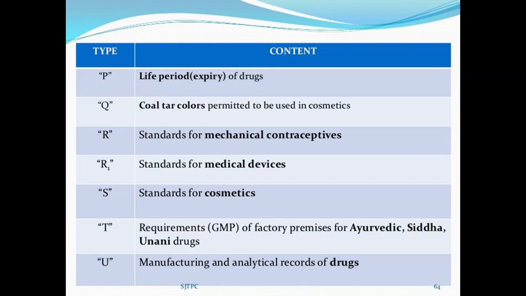For paracetamol, in the IP it is mentioned, as for all drugs, how many years the period is. Maybe 4 years, maybe 5 years, maybe 3 years, as per the research that has come out. That period is written in a book, that is Schedule P, and they follow it. For paracetamol, the life period is 5 years. For others like amoxicillin, ampicillin, azithromycin, it is 2 years. So when they manufacture, they put the date 2 years after. Every drug has a life period.